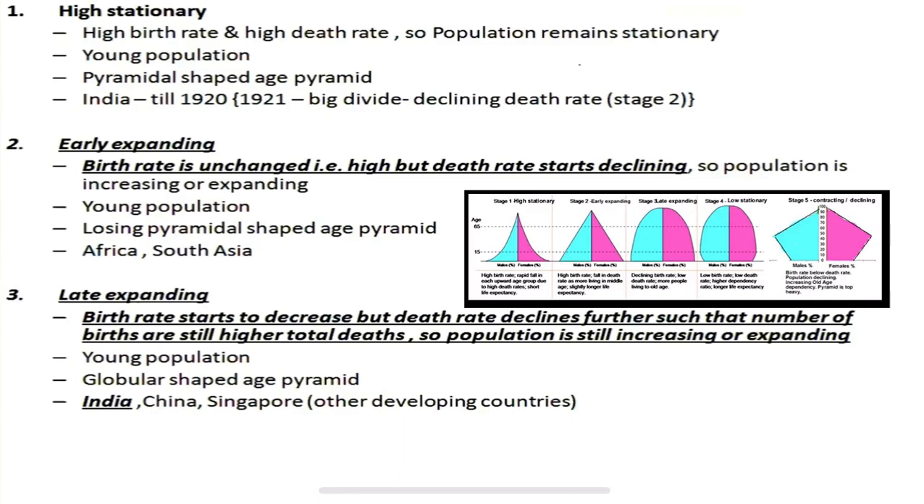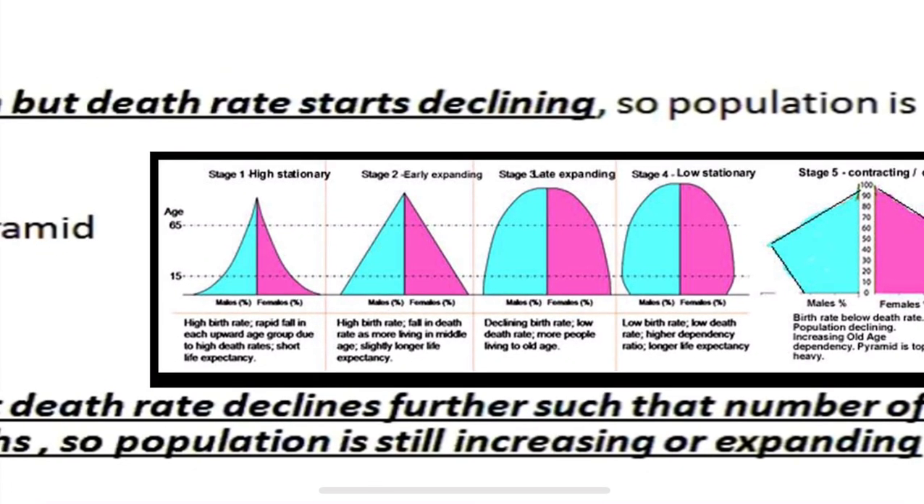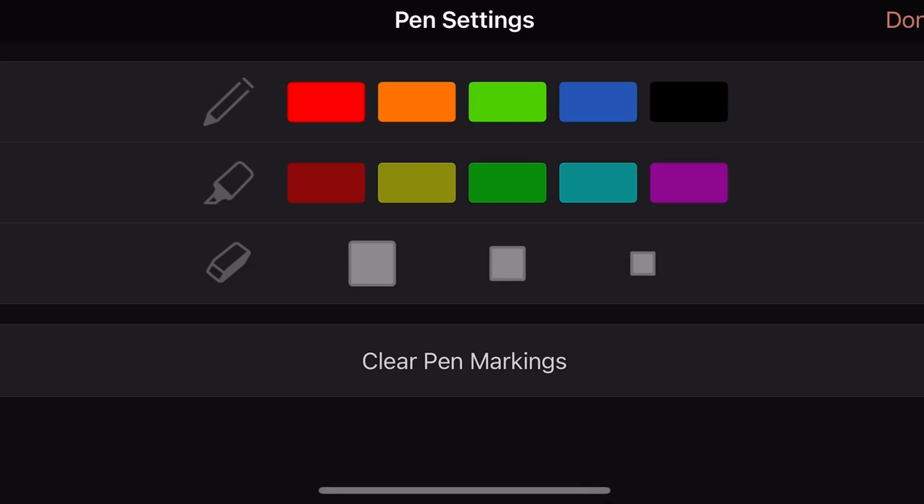Pyramidal shaped age pyramid. You can see the age pyramid here in high stationary. It is pyramidal shaped. India followed this high stationary phase until 1920. In 1921, the big divide, the declining death rate started, and India landed into stage 2.